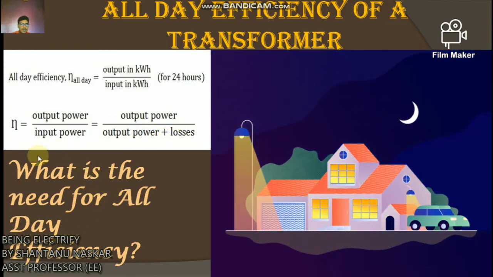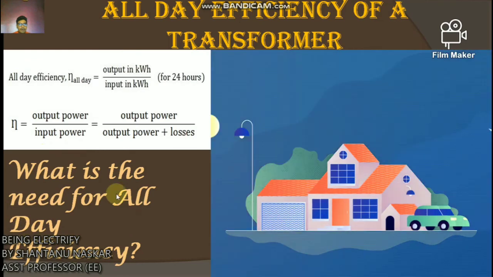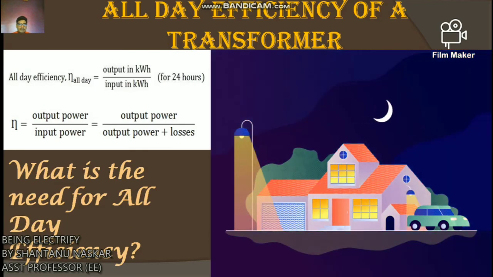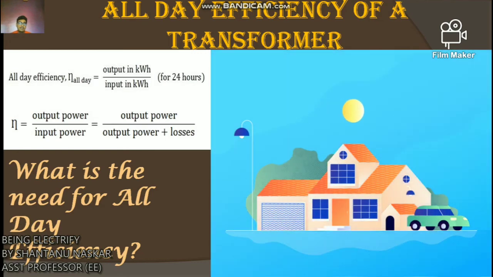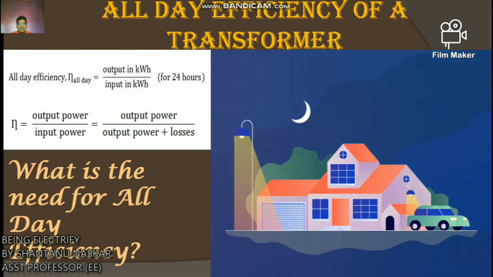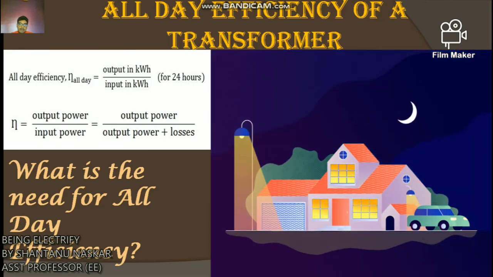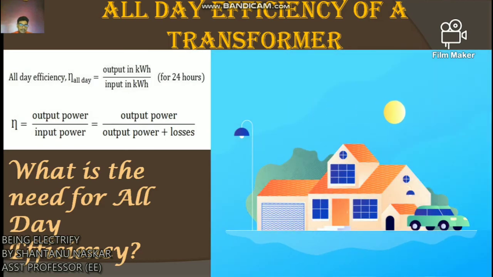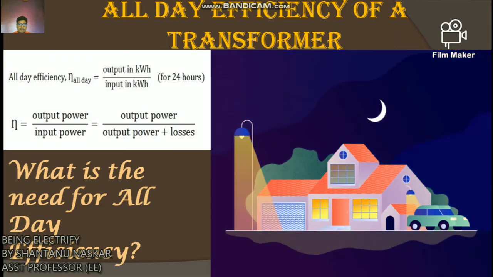Now the question is, what is the need for all day efficiency? Some transformers' efficiency cannot be judged by simple commercial efficiency, as the load on certain transformers fluctuates throughout the day. For example, distribution transformers are energized for 24 hours, but they deliver very light loads for the major portion of the day, and they do not supply rated or full load. Most of the time the distribution transformer has 50 to 75% load on it.